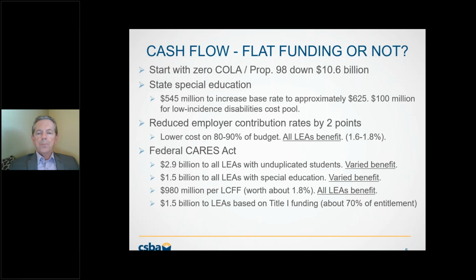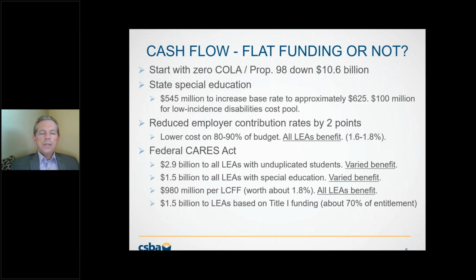So for some of you, wherever you are in your base rate, there are high cost services that you're providing. This $100 million is meant to provide some extra support for that. The reason we wanted to start here is that this is the one place where it's state money and it's ongoing, meaning it's more predictable than the rest of what is on this slide. But again, the thing you need to know is that it's got a varied benefit depending on where you are as your individual local educational agency.